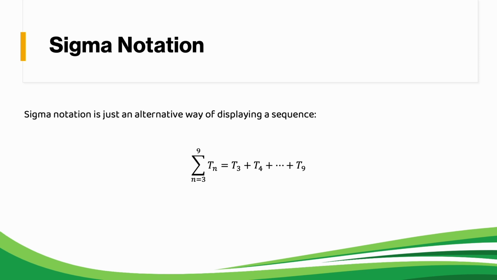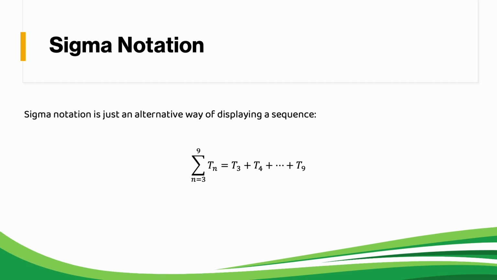So, what is sigma notation? In maths, sigma notation is just an alternative way of displaying a sequence. This example below shows the sequence defined by the formula Tn, written in sigma notation.